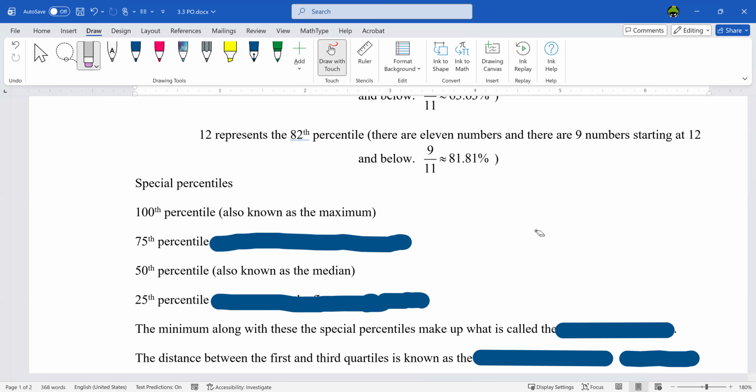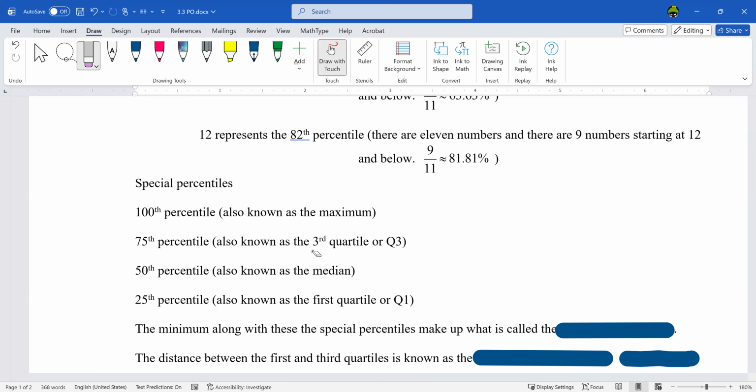The other two special percentiles are the 25th percentile and the 75th percentile. The 25th percentile is also known as the first quartile, or Q1. 25%, one quarter, the first quartile. And then that makes the 75th percentile 75%, or three quarters, the third quartile. So those are four special percentiles: the 100th percentile, also known as the maximum, the 75th percentile, known as Q3, the 50th percentile, known as the median, and the 25th percentile, known as Q1.